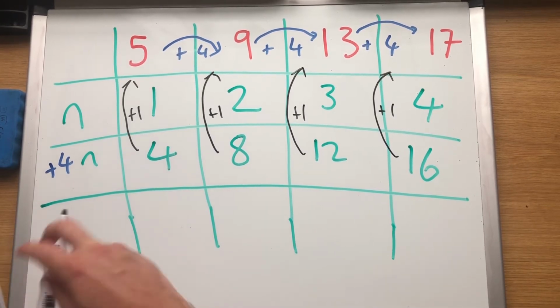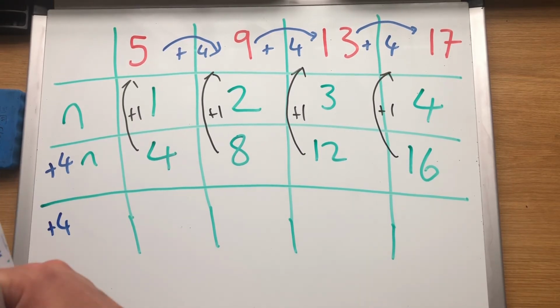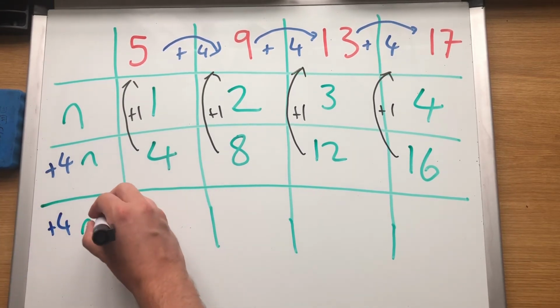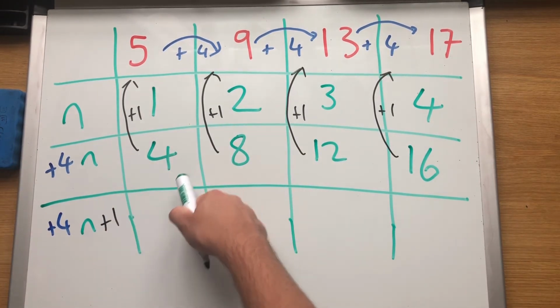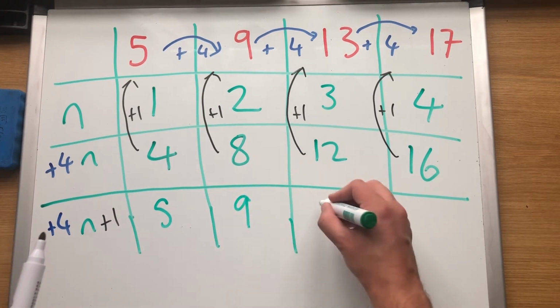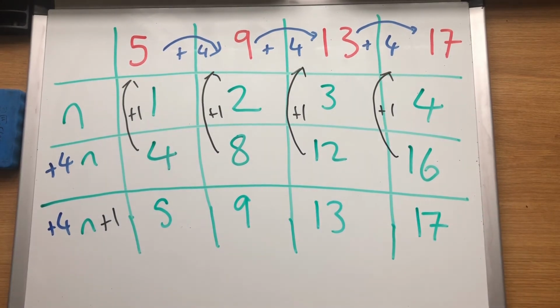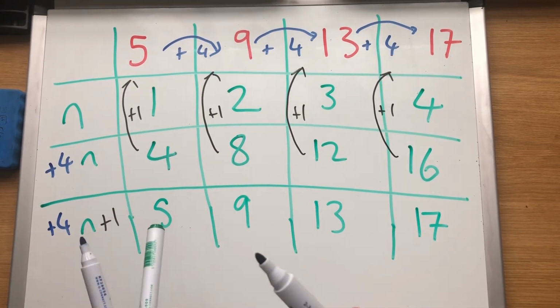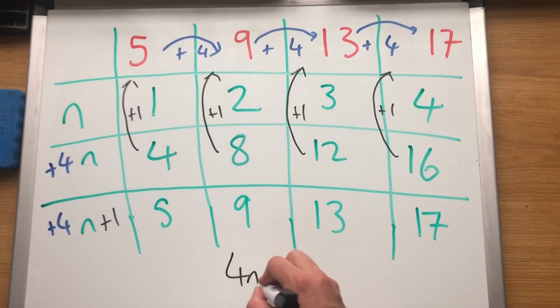So we're going to take this line here, it's going to stay exactly the same, plus 4n. But this time, we're going to add 1 each time. And when we add 1 each time, 4 plus 1, 5, 8 plus 1, 9, 12 plus 1, 13, 16 plus 1, 17. We have added 1 each time and we've got our sequence. We wanted 5, 9, 13, 17. We have ended up with 5, 9, 13, 17. So our answer, 4n plus 1.